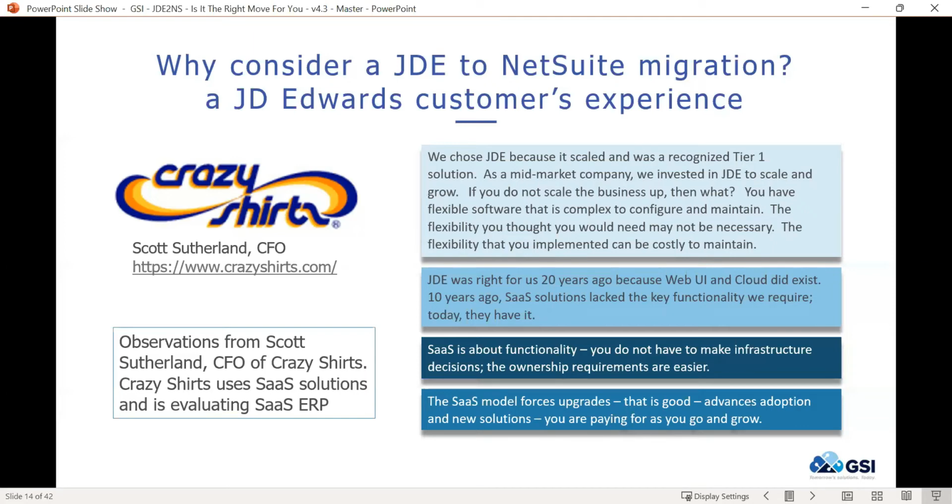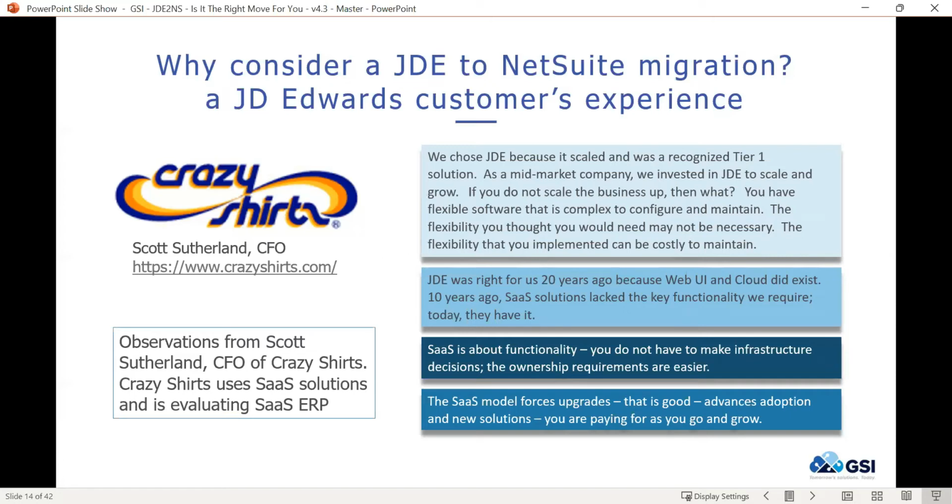What I found in interviewing Scott Sutherland about this process, and I've known Scott for a number of years, what I really appreciated were some insights that he shared, because this company has been familiar using on-premise platforms for quite some time. They've recently started looking into SaaS platforms. They started with a non-ERP solution around expense management. They implemented that.